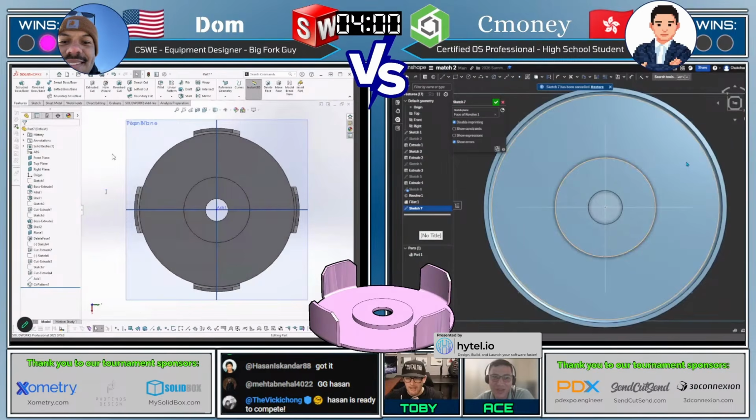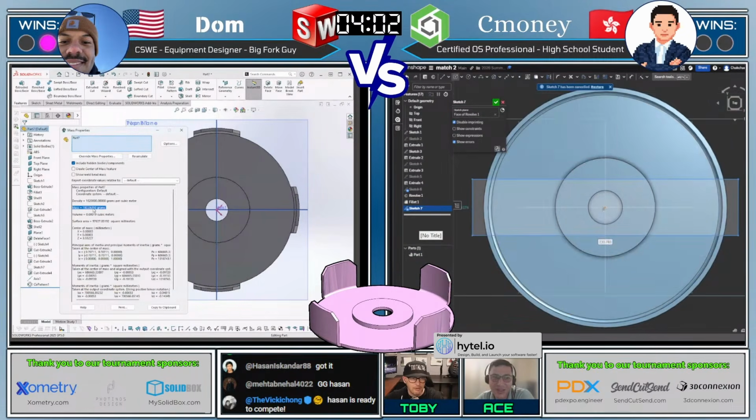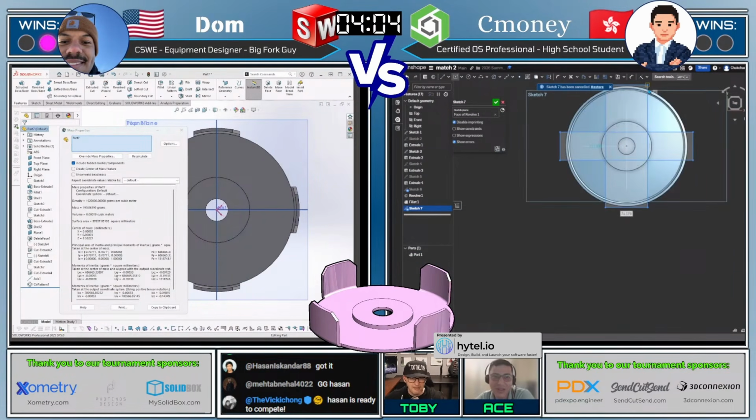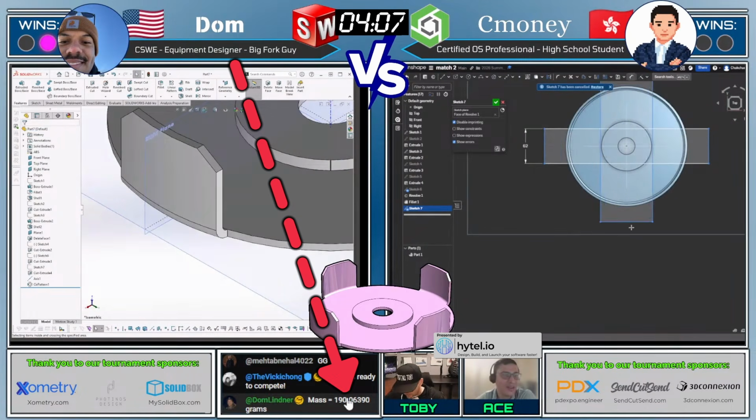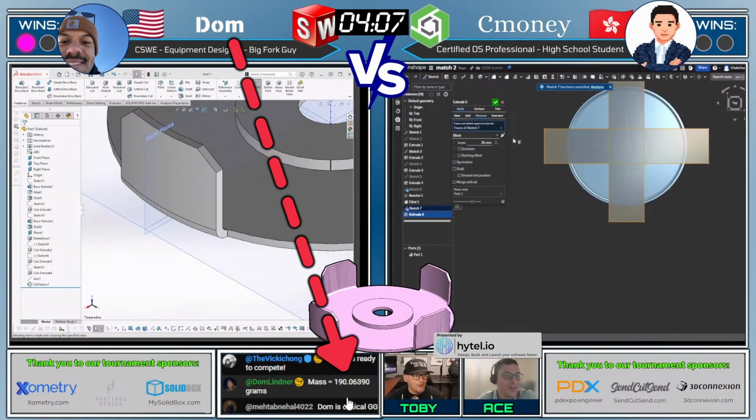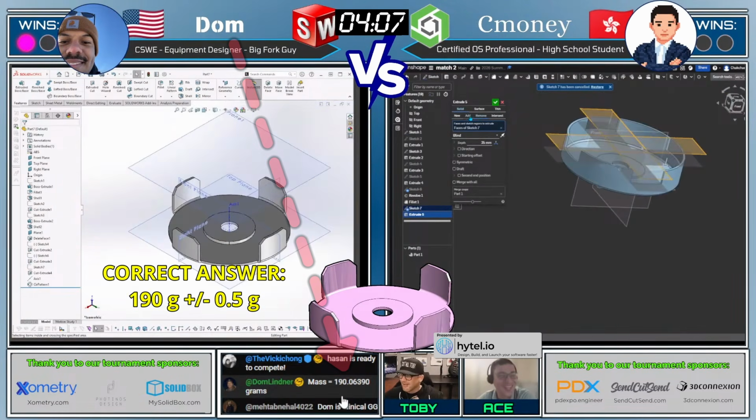Okay, and Dom adjusting his strategy there and switching to a chamfer. And it looks like he also adjusted the way that cut was coming through. So it looks like Dom is coming up with a mass now. And we're going to see maybe another sub 5 minute run here. Okay, Dom comes in with an answer. 190 grams. And I'd say that is correct. And we have our first semi-finalist.